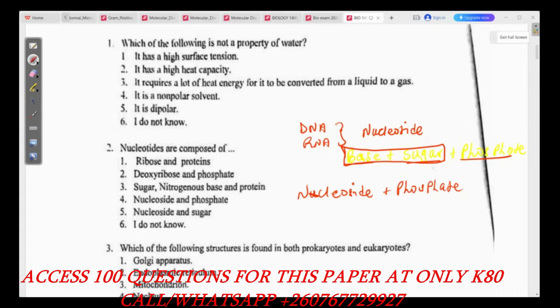So option 4 is the correct statement here. A nucleoside and a phosphate, that is what? A nucleotide. Yeah, so the answer here was option 4 for question 2.